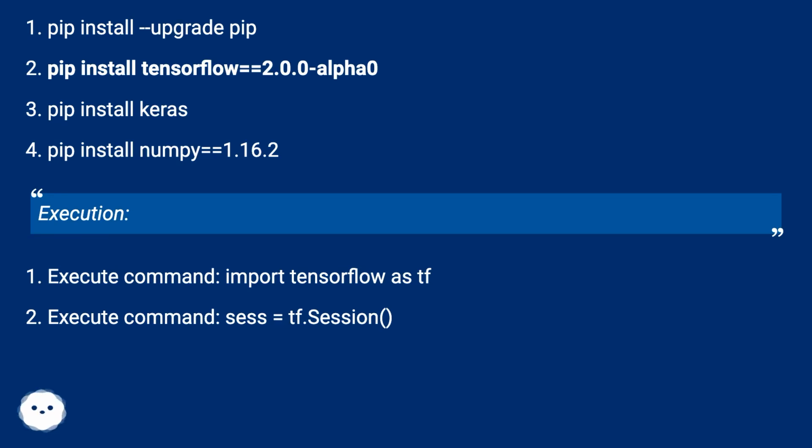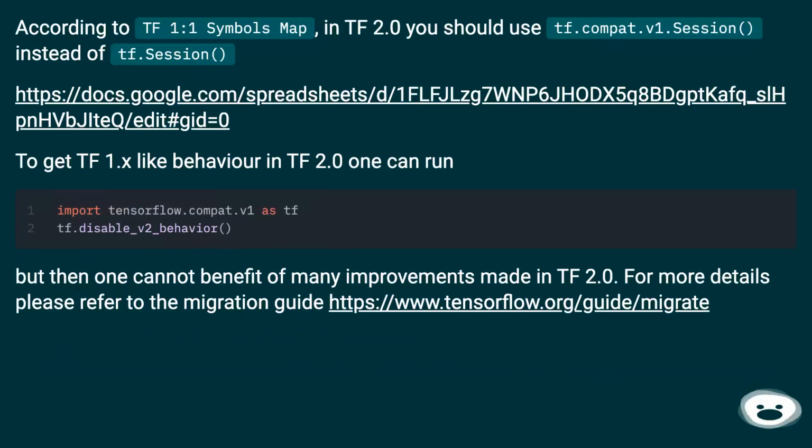Execution: execute the command import tensorflow as tf, then execute the command ses = tf.Session(). According to the TF1 to TF2 symbols map, in TF 2.0 you should use tf.compat.v1.Session() instead of tf.Session(). At this URL, to get TF1.x-like behavior in TF 2.0 one can run this. But then one cannot benefit from many improvements made in TF 2.0. For more details, please refer to the migration guide at this URL.